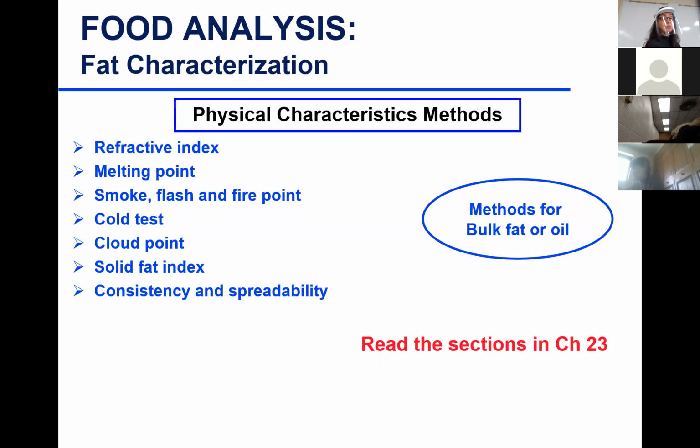Consistency and spreadability, you can usually measure that with a texture analyzer, to determine, let's say, the force needed to compress the fat or lipid. That relates again to how you're going to feel the smoothness and how easily you can spread that fat. All of these are described in more detail in your chapter 23, so if you want to learn more about them, you can read them there. But I'd like you to know the difference, when they are used and why they're used.